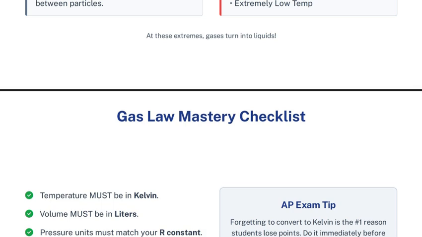Okay, so, oh my god, bro. I don't know why it messes up so bad, but okay. For gas law problems, temperature must be in Kelvin, volume is in liters, pressure units must match your R constant, and significant figures should match given data. And don't forget to convert to Kelvin.